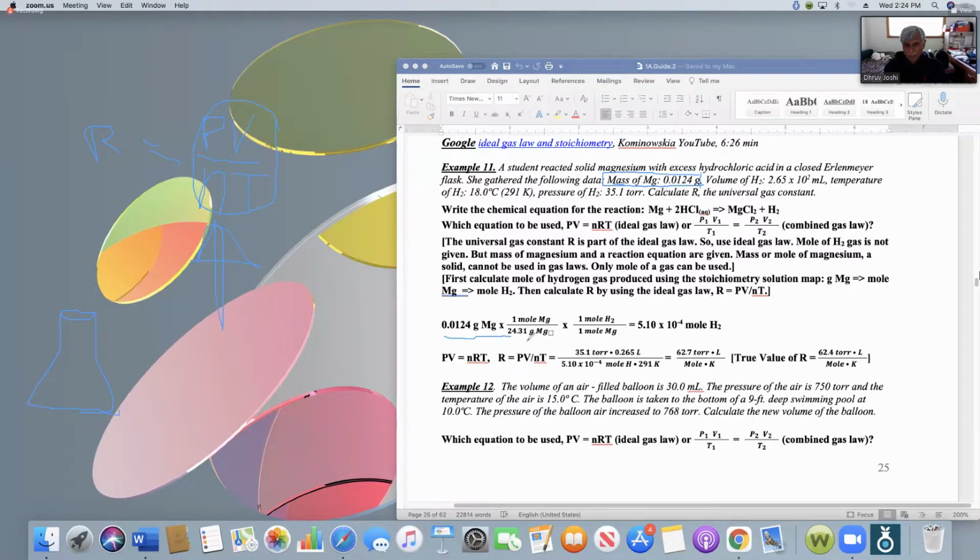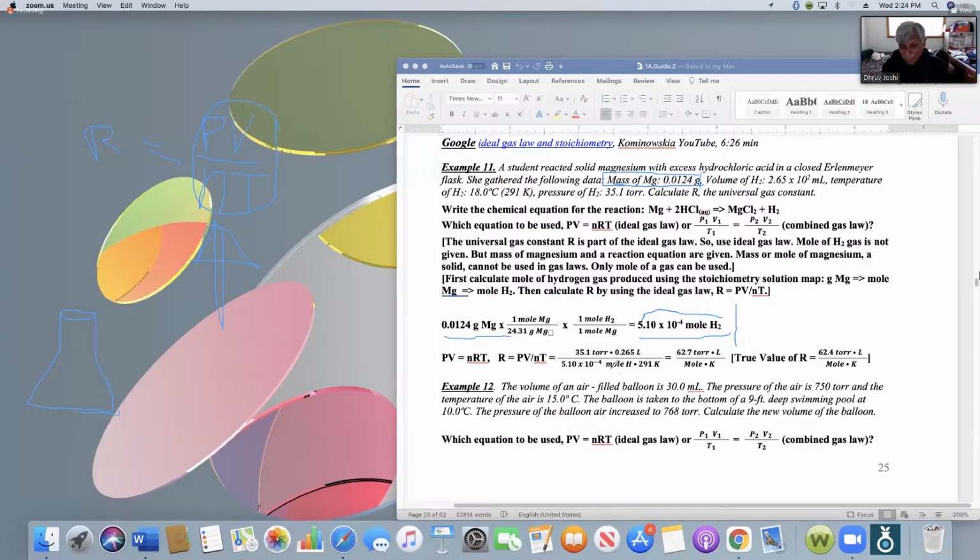0.0124 gram of magnesium, convert that into moles of hydrogen. And stop at the moles of hydrogen. For gases, almost all the time, we don't talk about grams. You don't calculate grams of a gas. What's the point of it? We have talked about how very difficult it is to measure the mass of a gas. I mean, it can be done, but it's very difficult. Anyway, this many moles of hydrogen was made.